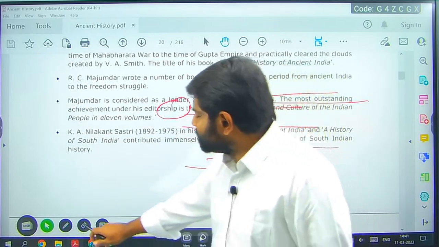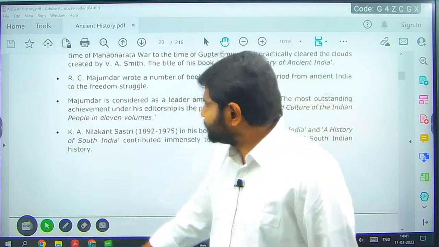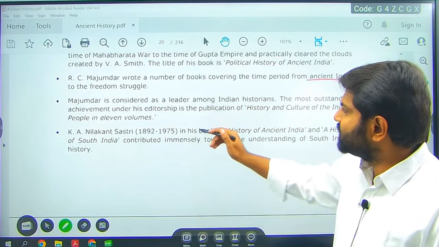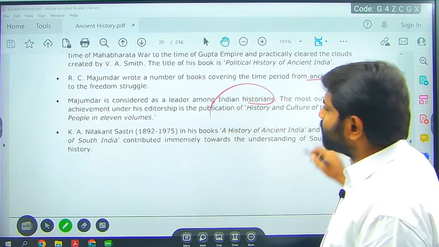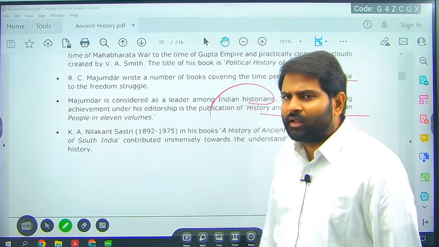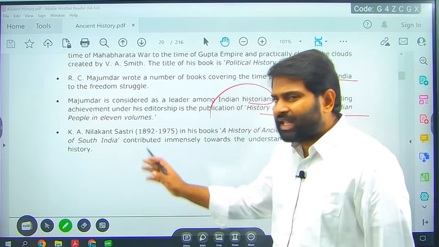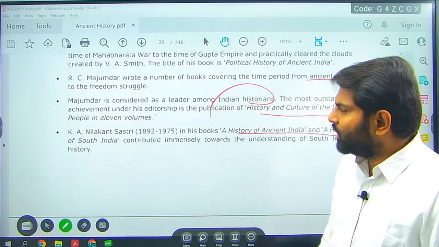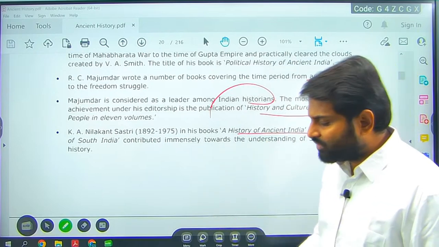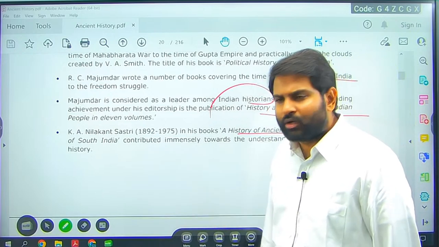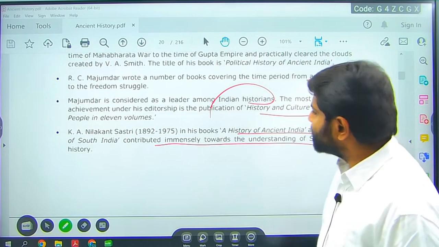And Majumdar wrote many books on history from ancient India to the freedom struggle. Majumdar is considered a leader among Indian historians. His most outstanding achievement is the editorship and publication of History and Culture of the Indian People in 11 volumes. K. Nilakanta Sastri, in his books such as A History of South India, especially when we speak about the Satavahanas, the Cholas, Chalukyas and Pandyas, contributed immensely towards the understanding of South Indian history.